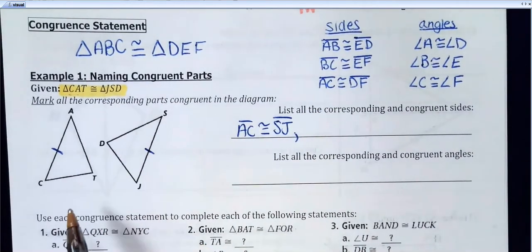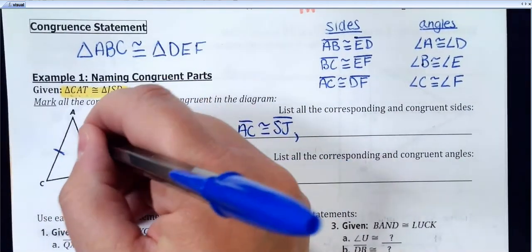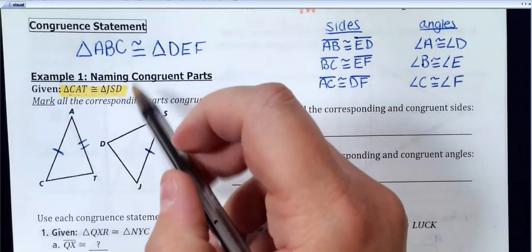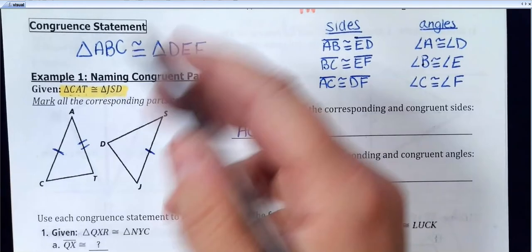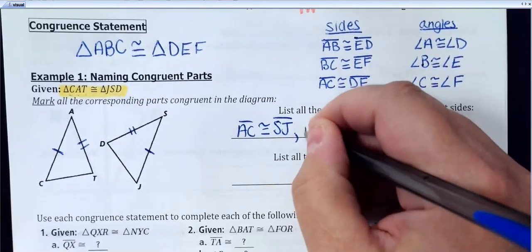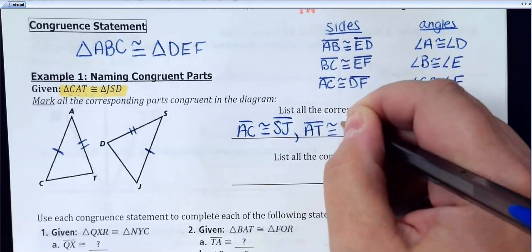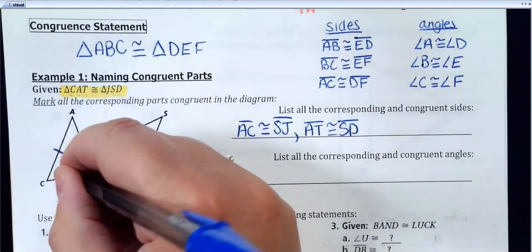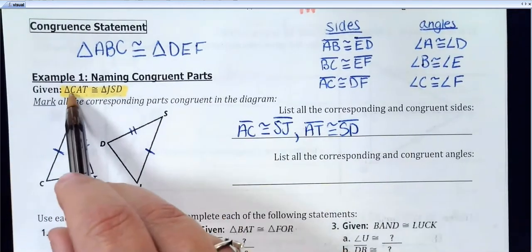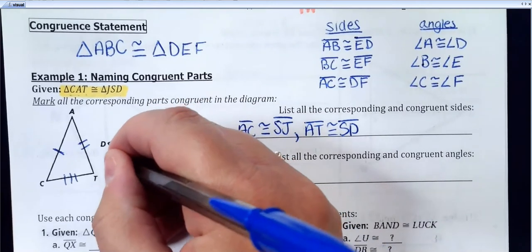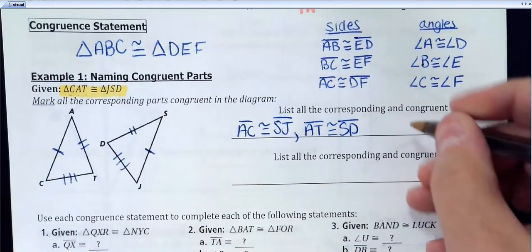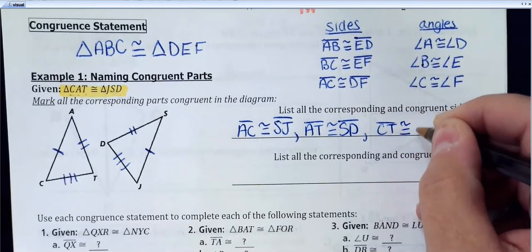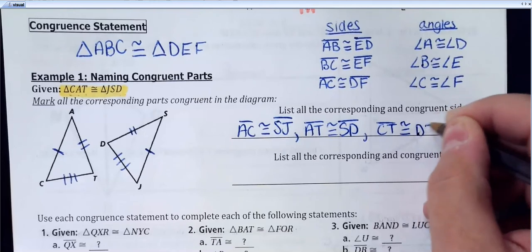Let's see. AT, that would be the last two letters. I'm going to put a double mark on that because I don't know if it's the same length as the other that I've already marked. And then SD would be in the same spot. So AT and SD are congruent. And then I've got one more set, CT. So I'm going to go 1, 2, 3. That's the first letter and the last letter. So 1, 2, 3 on JD, the first letter and the last letter. So we'll say CT is congruent to DJ or JD, either one.